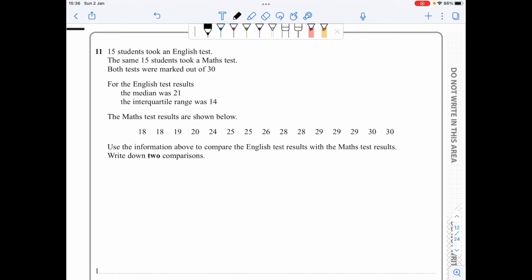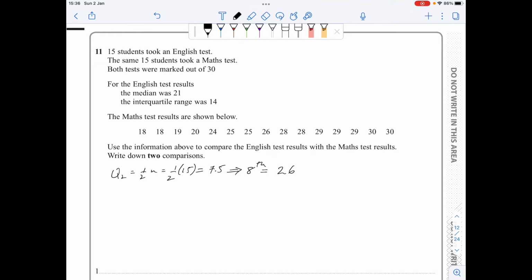In question 11, I'll start by finding the median and the interquartile range for the maths test. Note that the observations are already in ascending order. So for the median, which is Q2, this is 1 over 2 times n. In our case, 1 over 2 times 15. So that's 7.5. I will round up. So that's the 8th observation, which is 26.